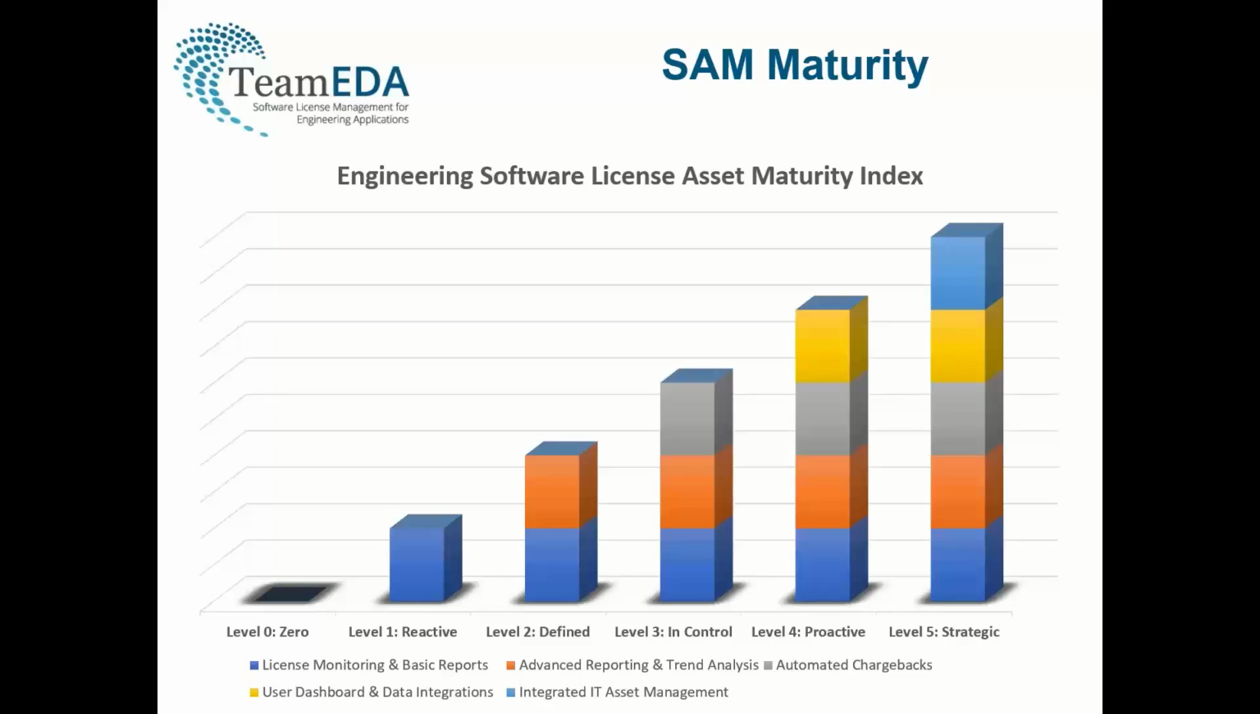Level 4, they're proactive. This is where they've got a user dashboard, where they're able to show their users the tools that are in use. And maybe they've got some data integrations. Maybe they're pumping some of this licensing data out to Tableau or something like that, so they're doing some further analysis.